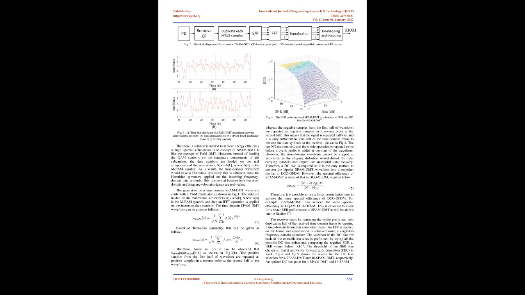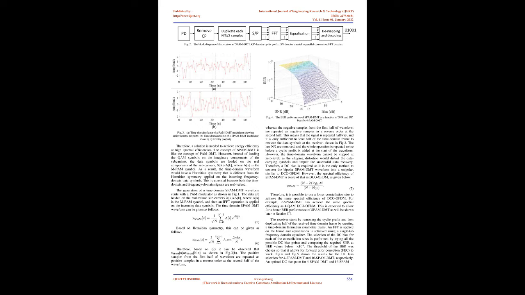Fig 2. The block diagram of the receiver of SPAM-DMT. CP denotes cyclic prefix, S/P denotes a serial to parallel conversion, FFT denotes fast Fourier transform. Fig 3. A. Time domain frame of a PAM-DMT modulator showing anti-symmetry property. B. Time domain frame of a SPAM-DMT modulator showing symmetry property.